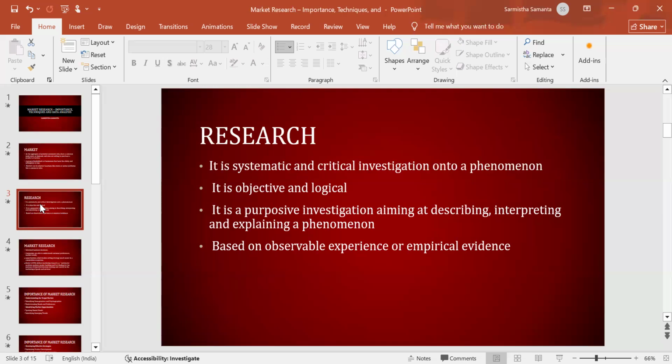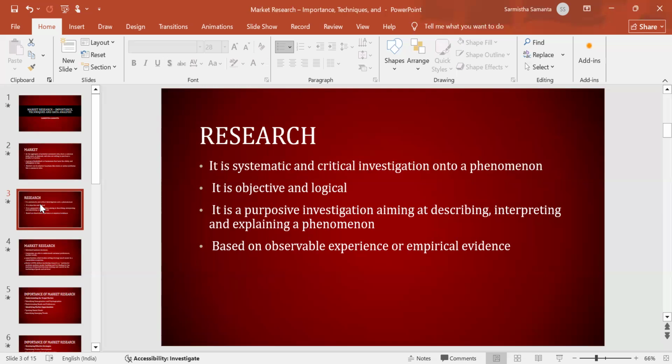It is a purposive investigation aiming at describing, interpreting, and explaining a phenomenon. It describes the situation, what it is like. It interprets, like if the situation is wrong, how much the situation is wrong, and how it can be improved. So there is interpretation and explanation of the phenomenon, what the situation is actually all about. It is based on observable experience and empirical evidence.